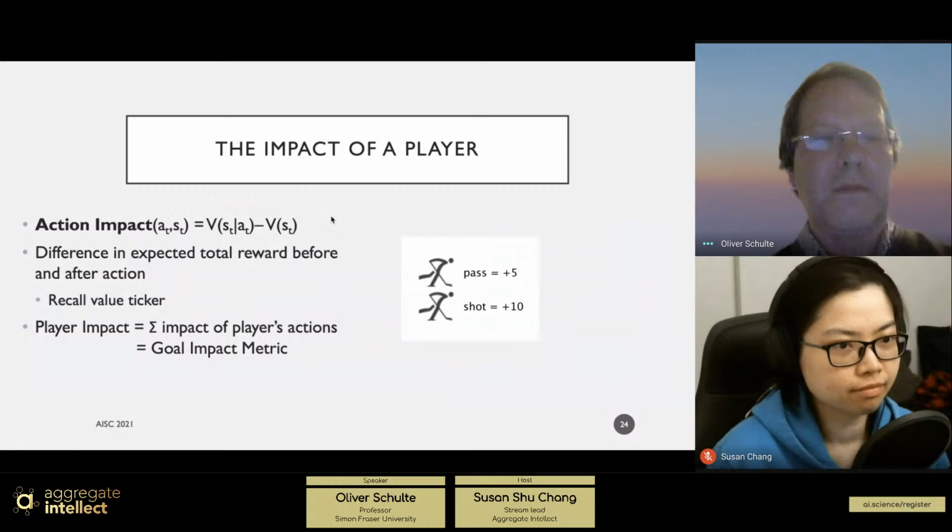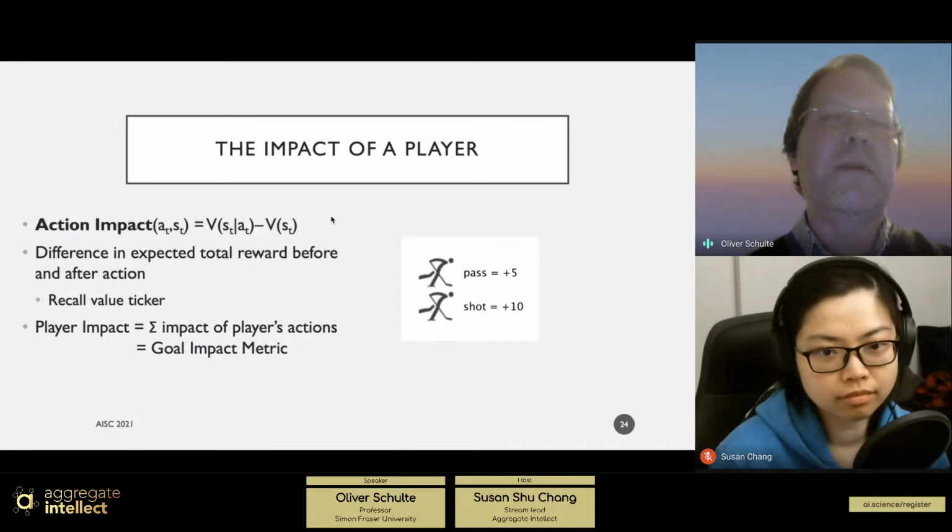And then you can say, well, I have my player and I can quantify the impact of each of their actions, and then I can sum that up and that will be my player metric.